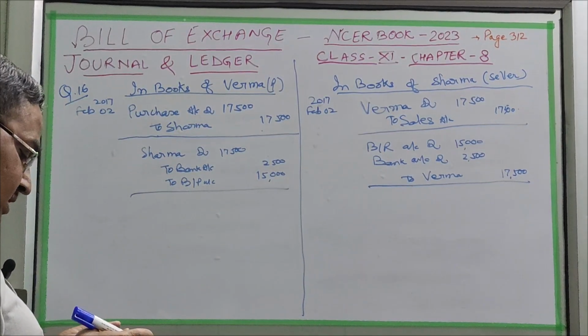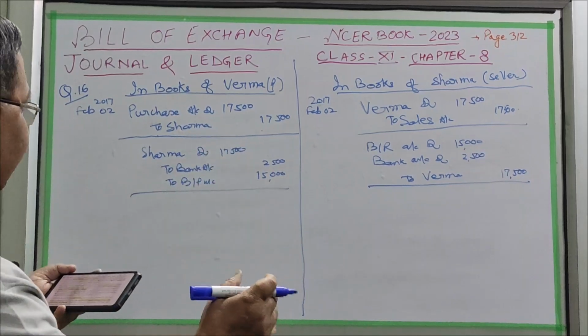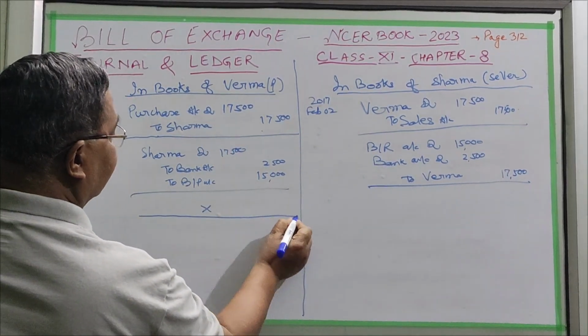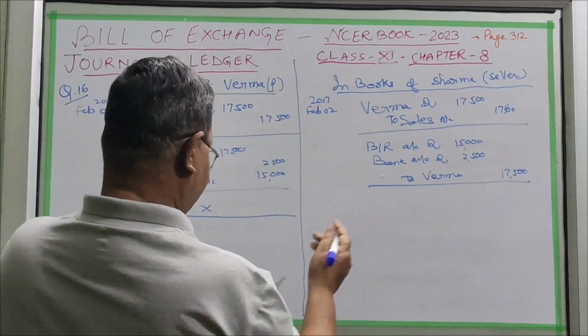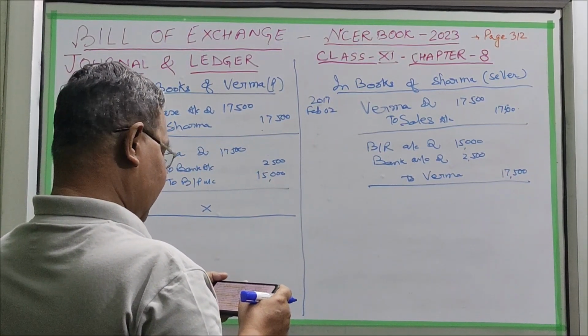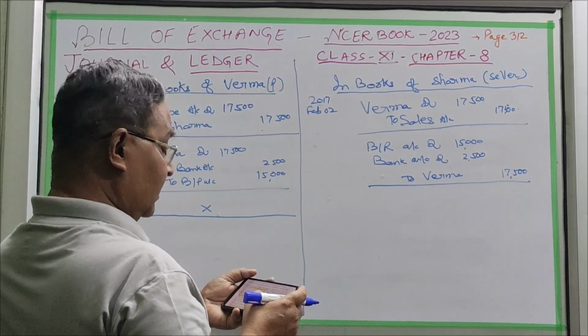Sharma immediately endorsed the bill to somebody else. So in his books there will be no entry because he will not be aware of it. Only Sharma is aware, so he immediately endorsed the bill in favor of his creditor Gupta for full settlement of a debt of 15,400.